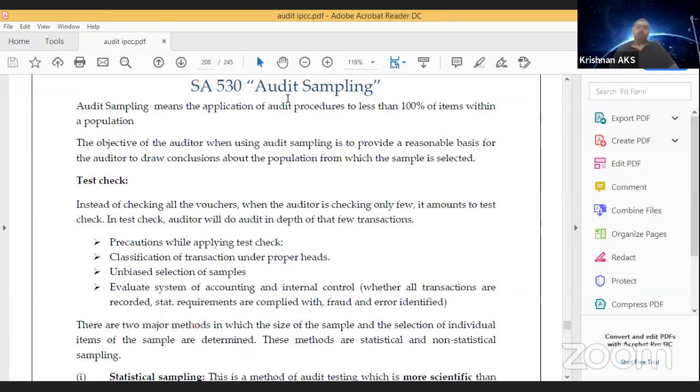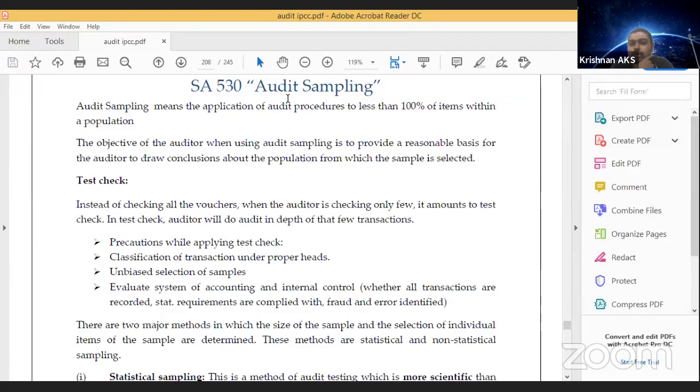Now, audit sampling. See, what is sample? Sample means applying the audit procedures for less than 100% of the items, called sample. Now, why are we doing sampling? Because it is impossible to do audit of all the items.